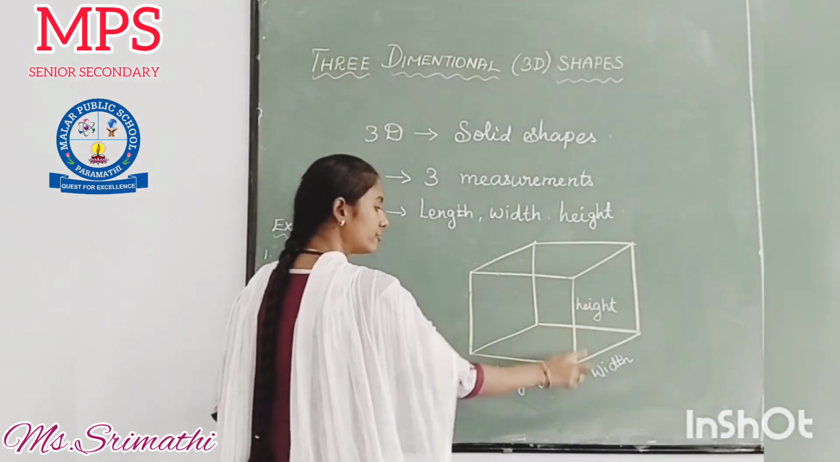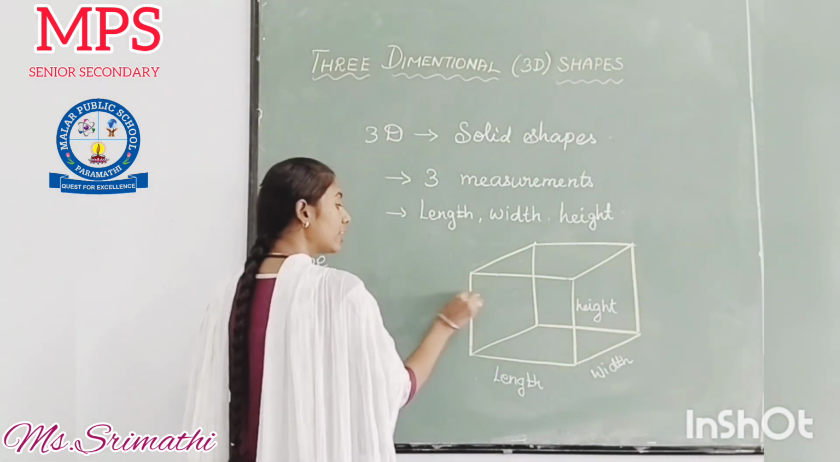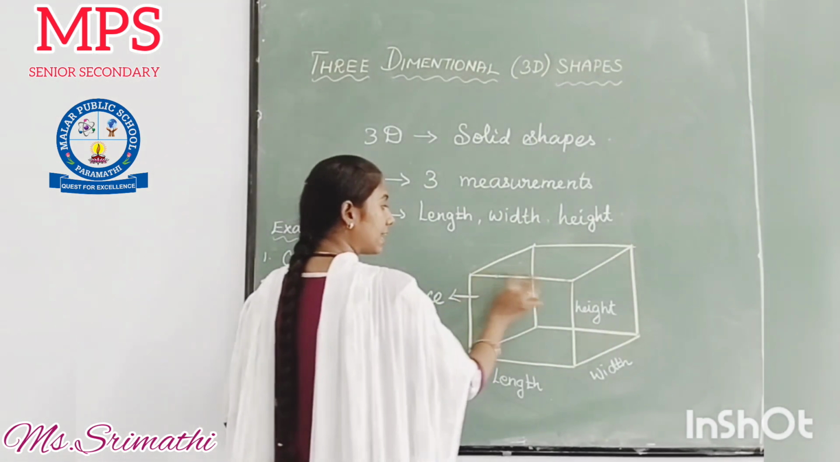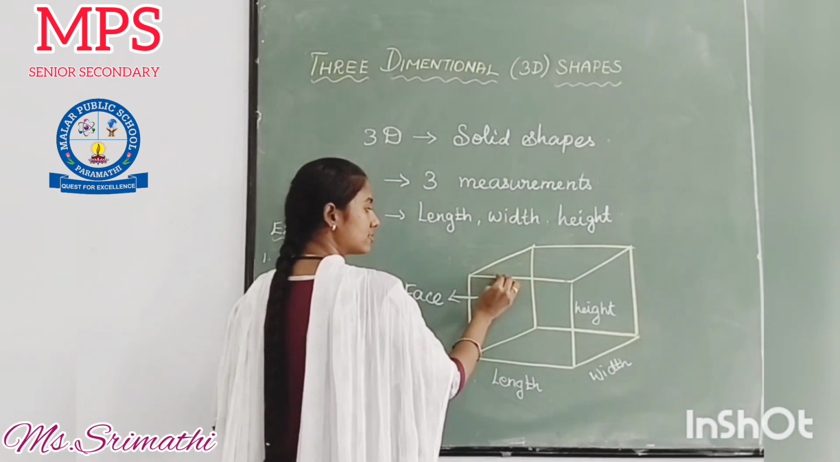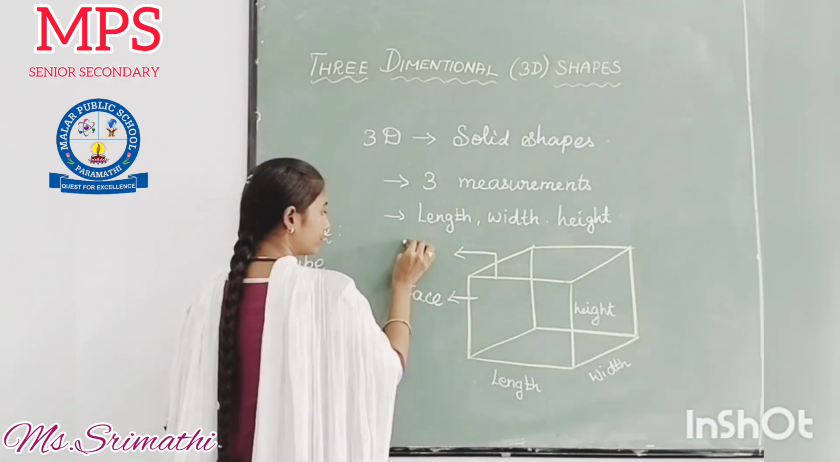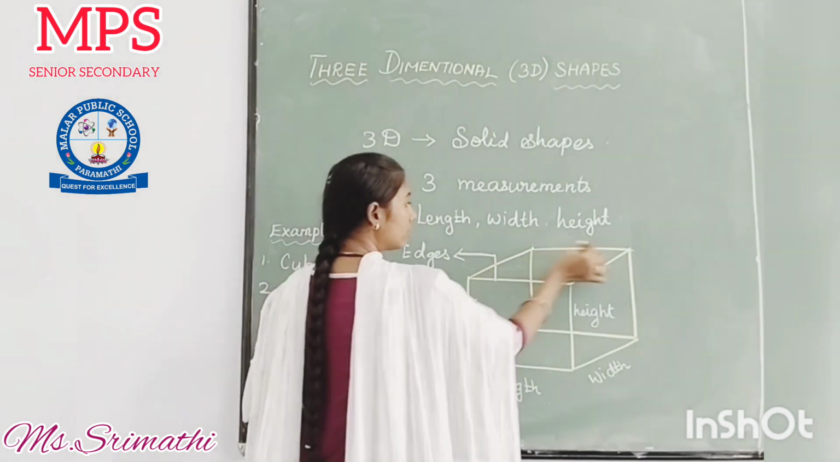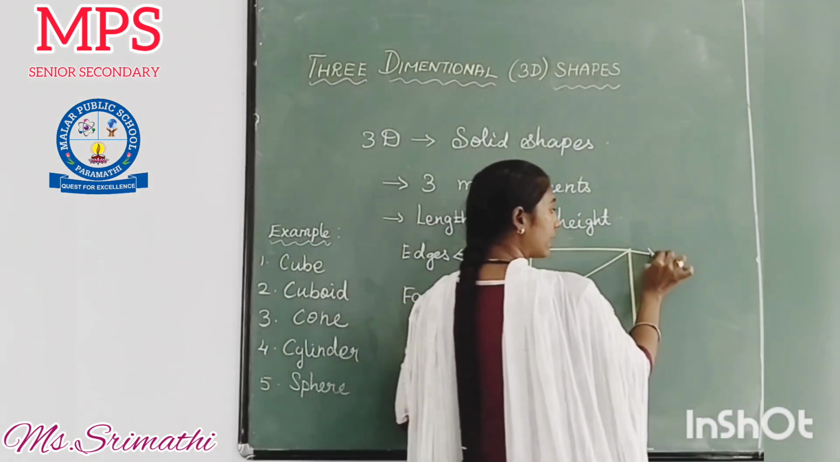Now, this flat surface is there, no? That is the face of a cube. And this line segment between the two faces is called an edge. And these corners are called corners, or you can say a vertex.